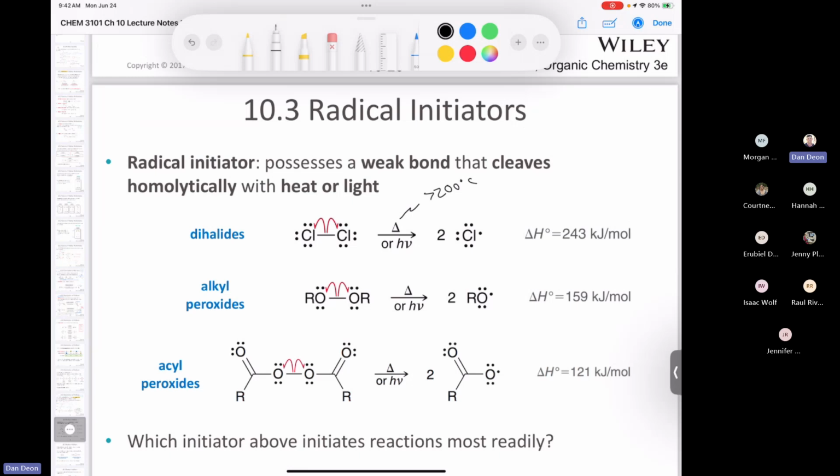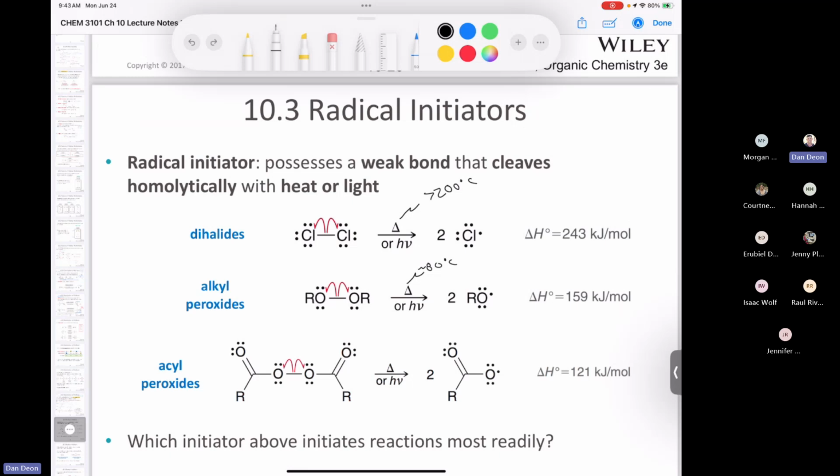Whereas if you use an organic peroxide to break that apart, you only need something like around 80 degrees Celsius, so not nearly as hot. And so that's why we use HBr and ROOR. It's because you can make a radical out of this because the bond dissociation energy is so low.